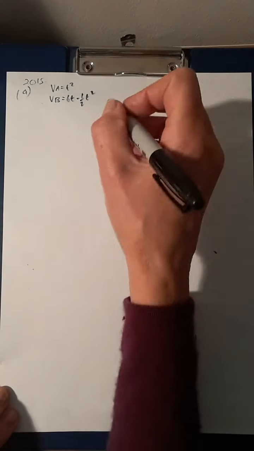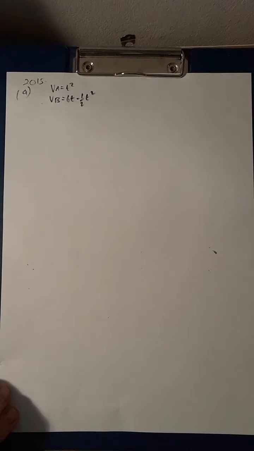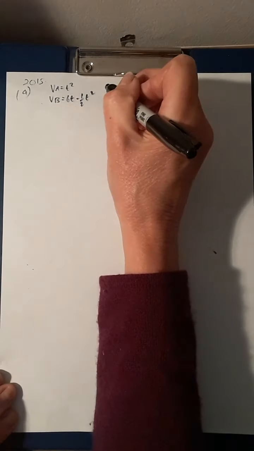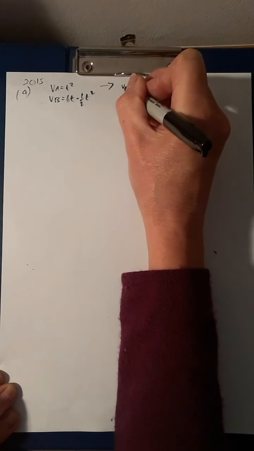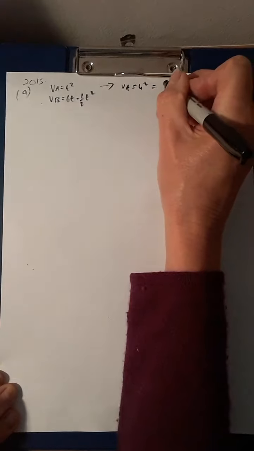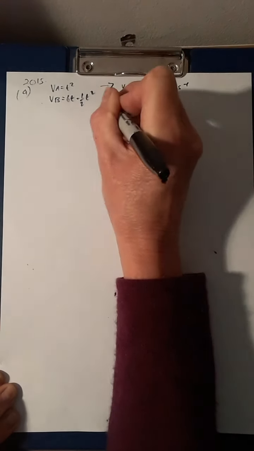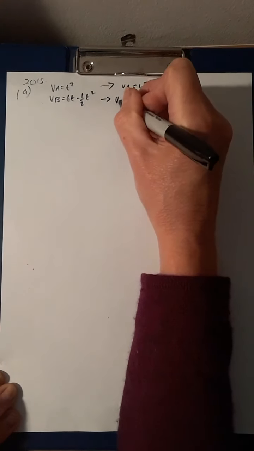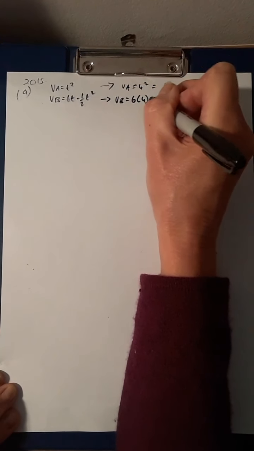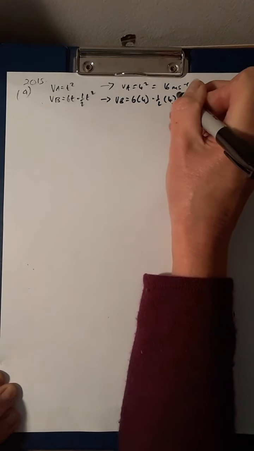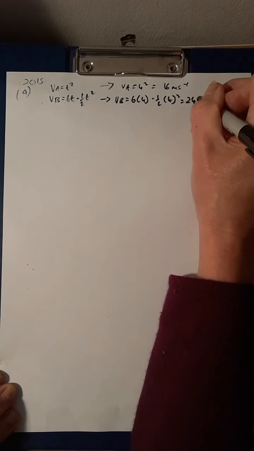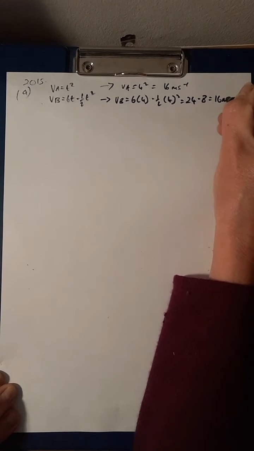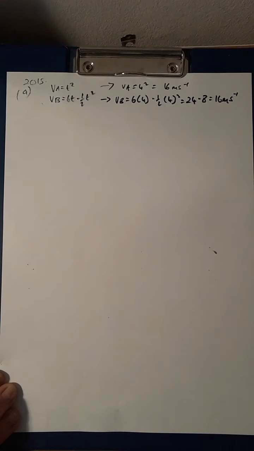Okay, so straightforward for a start. I have VA and VB here written down already. So I'll find the velocity of A when t is 4. So this will just become VA is 4 squared, so that's going to be 16 meters per second. And VB will be 6 by 4 minus a half by 4 squared. When I work that out, I get 24 minus 8, and that's going to be 16 meters per second. So after 4 seconds, they both have the same speed.